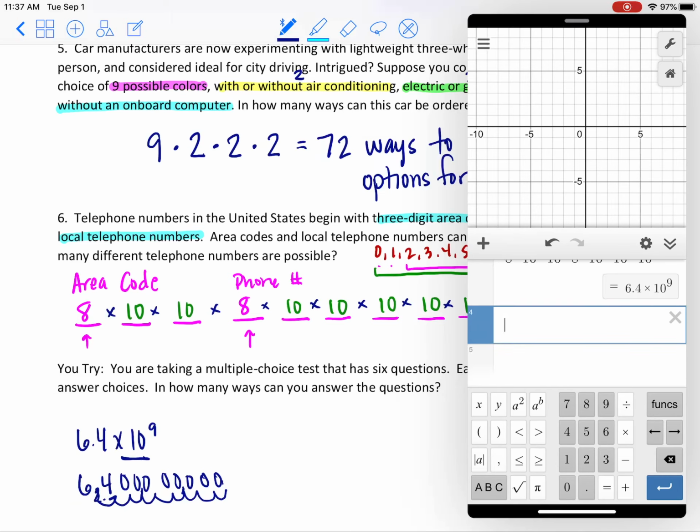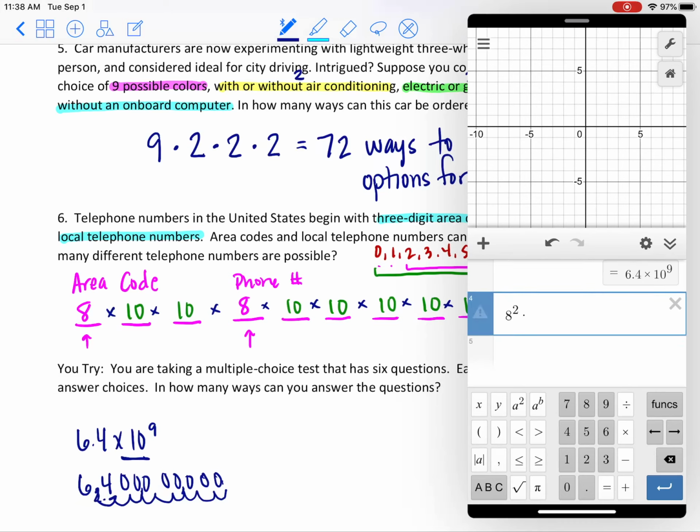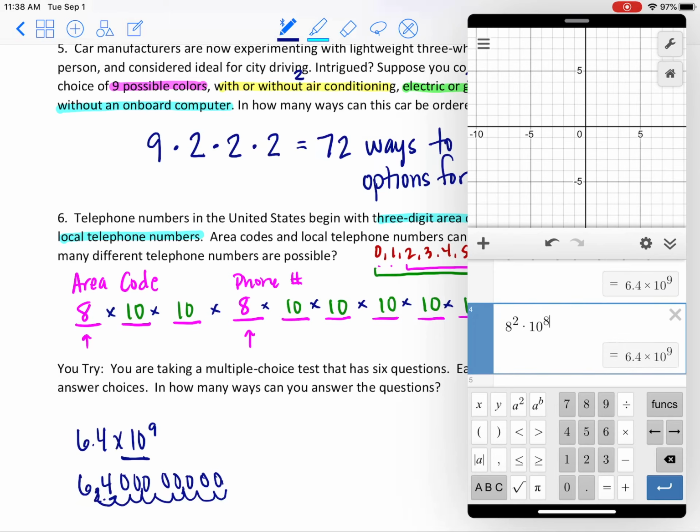Now, just to point this out too in your calculator, if you didn't want to type that whole thing out, you had 8 in there multiplied by itself twice, and then you had how many 10s in there? Let's see, there were 6, 7, 8 of those. So if you want to put 8 squared and 10 to the 8th, instead of typing out all those 8s and all those 10s, obviously you get to the same answer.